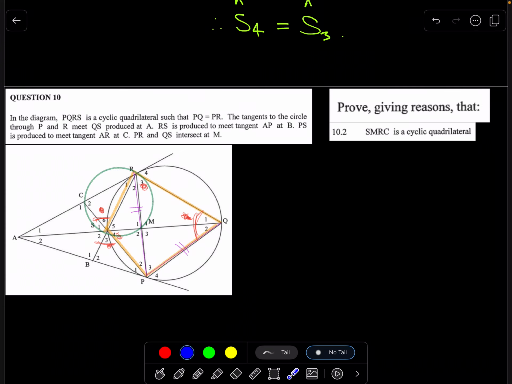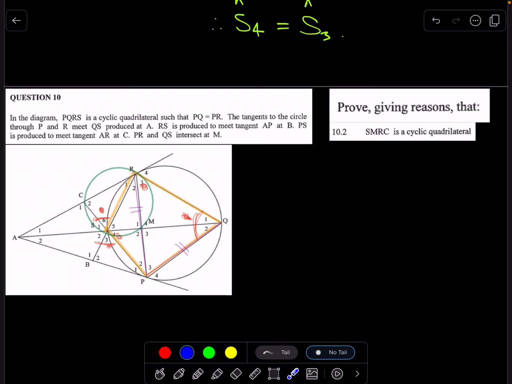Remember that to prove that a quad is a cyclic quad, you have one of 2.5 options. Either we show that a pair of opposite angles is supplementary, or we show that an exterior angle is equal to the opposite interior one. Those two approaches are pretty much the same thing, because if this is equal to this, then these two add up to 180 because they're on a straight line. So that is the 1.5 ways.